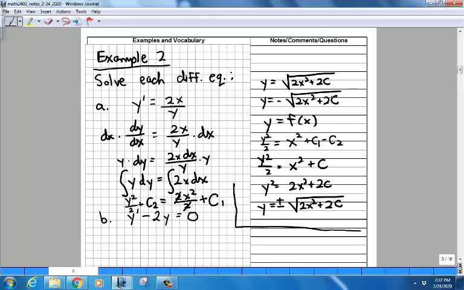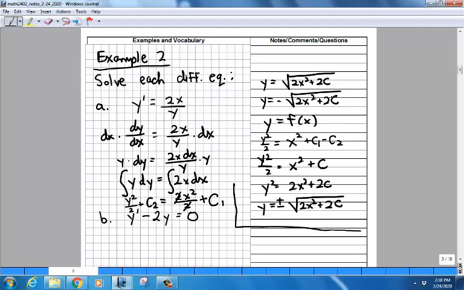So there's 2 possible solutions to the differential equation, and actually there are lots of them because you can get other solutions by changing this constant, right? Okay? So lots and lots of solutions to this differential equation, but they all have this format.